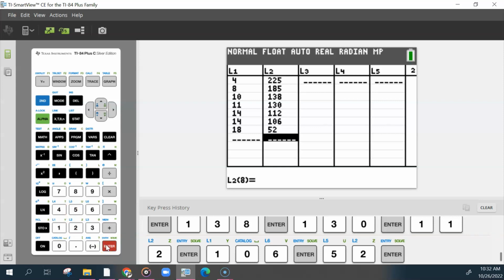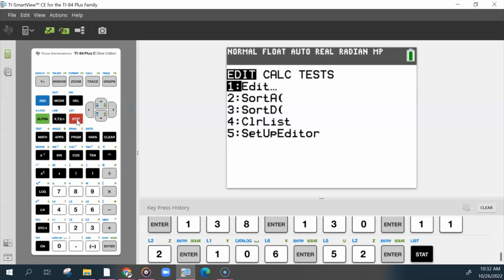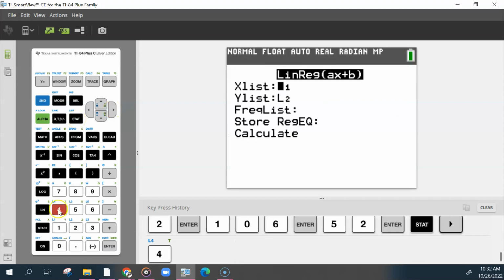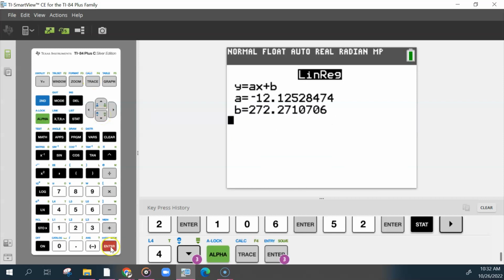Make sure that your numbers line up at the end. And then on to step two, stat, scroll over to calculate number four. Scroll down to store regression equation and hit alpha trace and enter until your screen changes. And then somewhere near your question, write this. Some of you were writing A equals B equals, but I need this in the equation format.